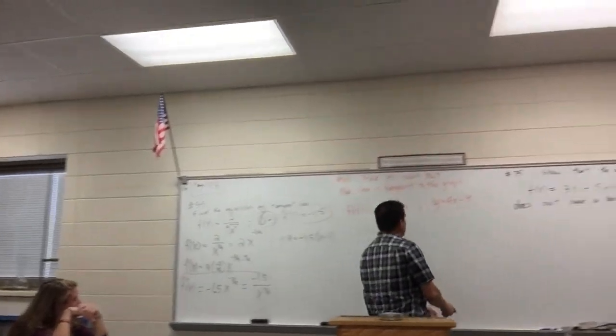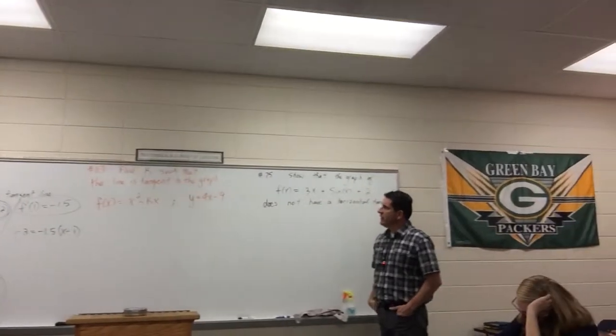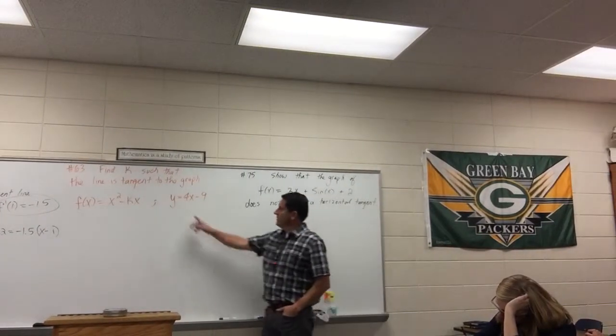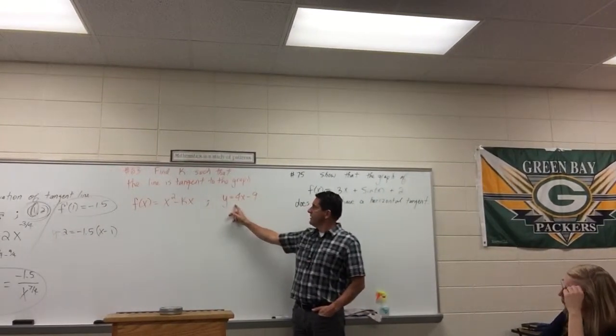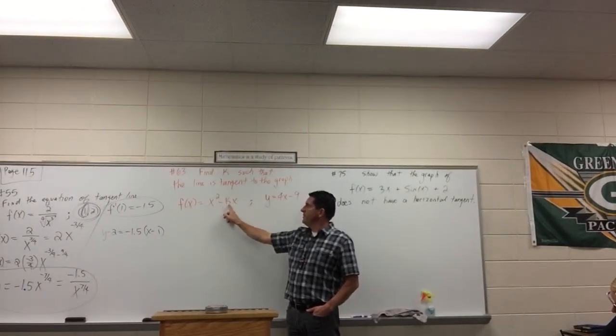63 is a different kind of question. It says find k such that the line is tangent to the graph. So this is the line, y equals 4x minus 9. This is some parabola, but we don't know what this coefficient is. That's what we've got to figure out.